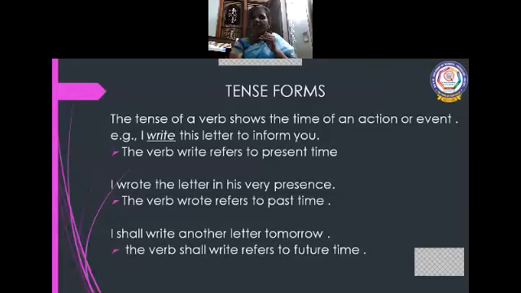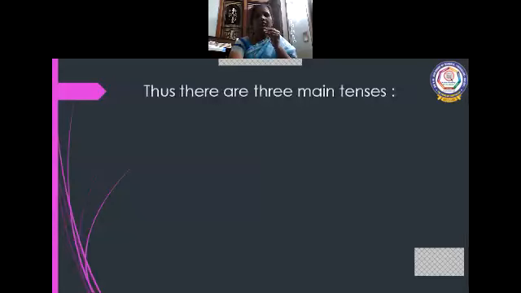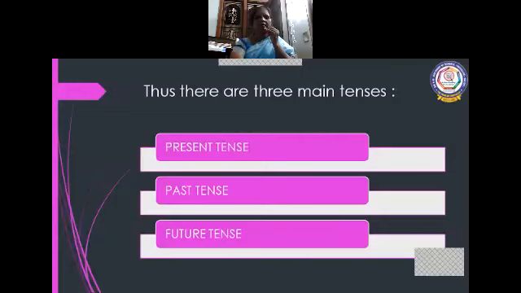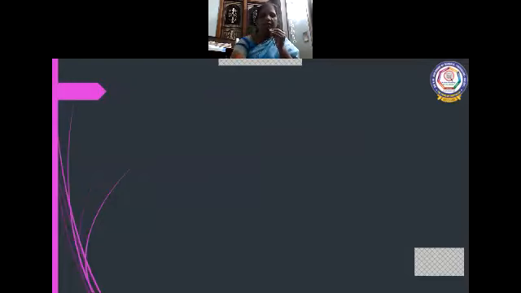It is clear, children? There are three tense forms: the first one is present tense, the second one is past tense and the third one is future tense. Thus there are three main tenses: present tense, past tense and future tense. So how many tenses, children? Three. What are they? Present, past and future.